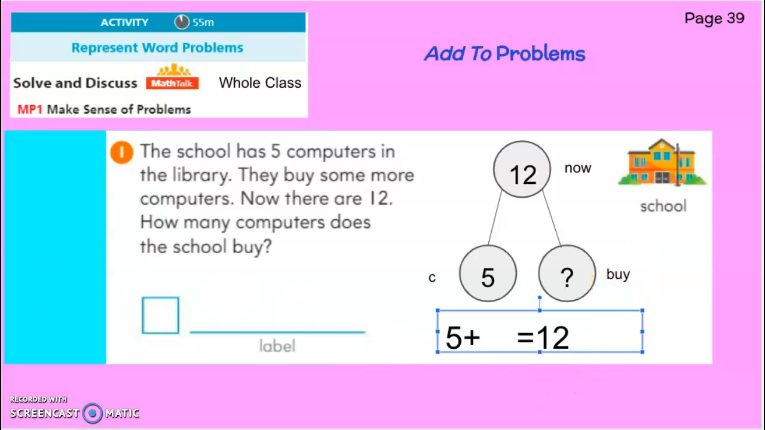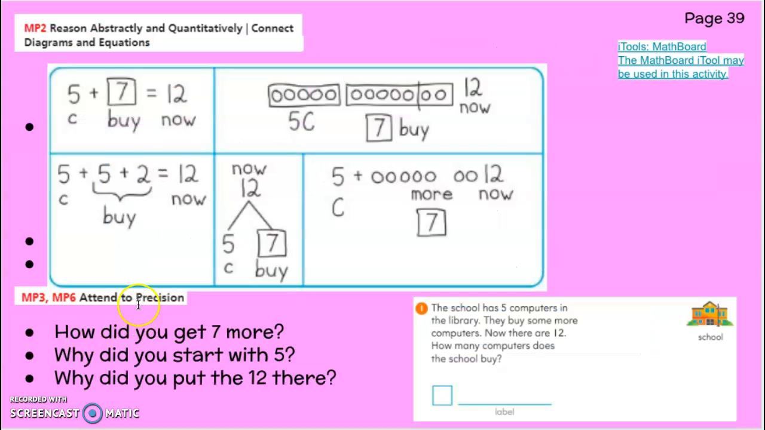Okay, so let's take a look at how some other kids solved it. You may want to pause this, solve it on your own, and then see how some other people might solve it. Here we go. So here's the equation. This person has the Math Mountain that they were using to solve. Maybe they knew their facts and they knew that 5 and 7 makes 12.